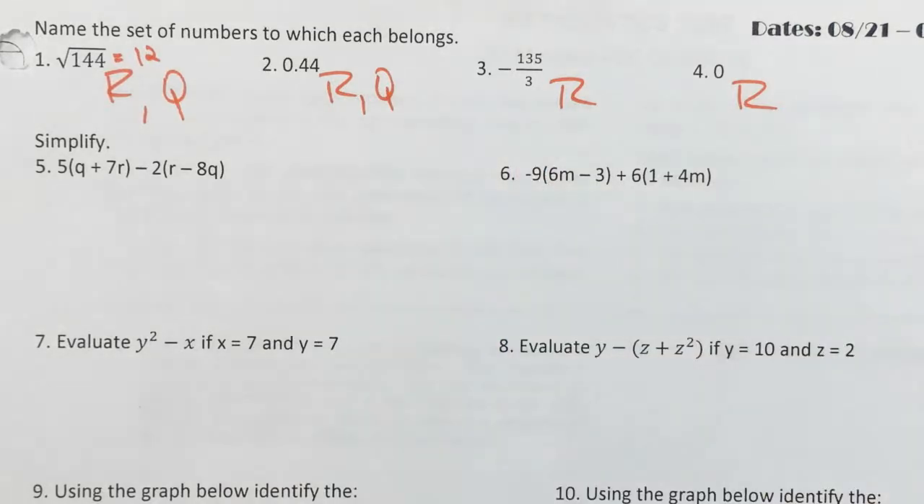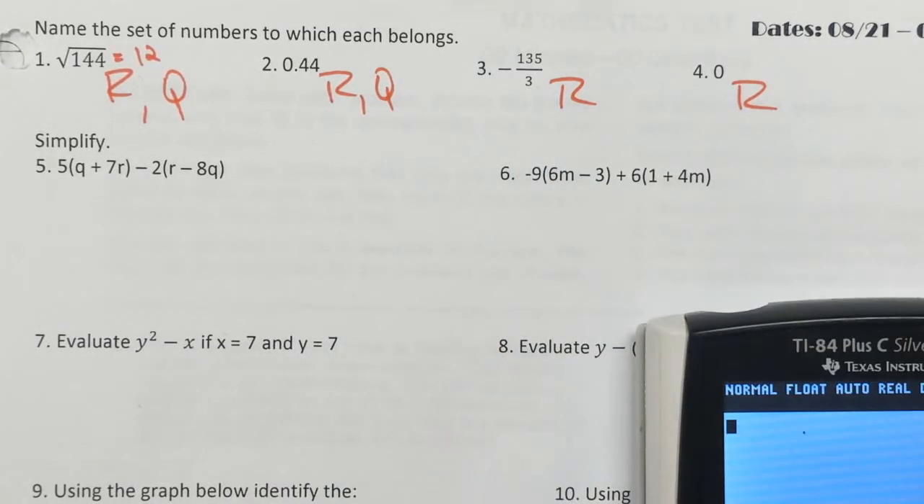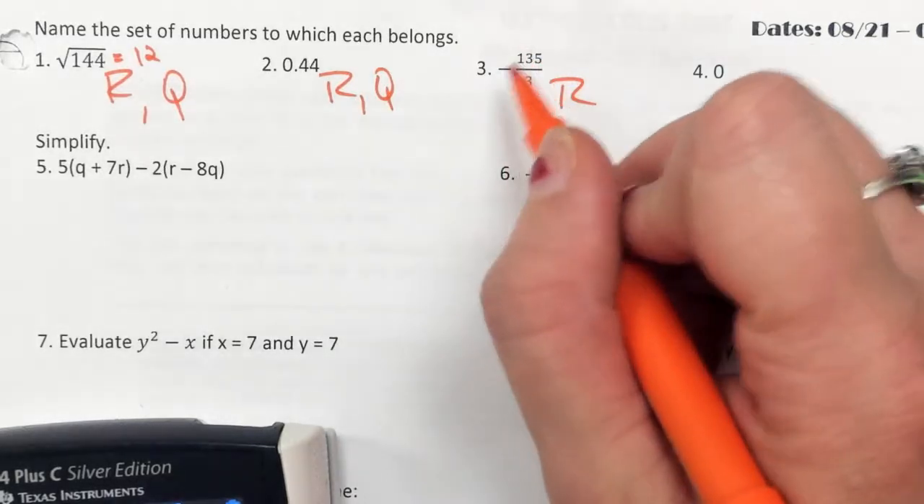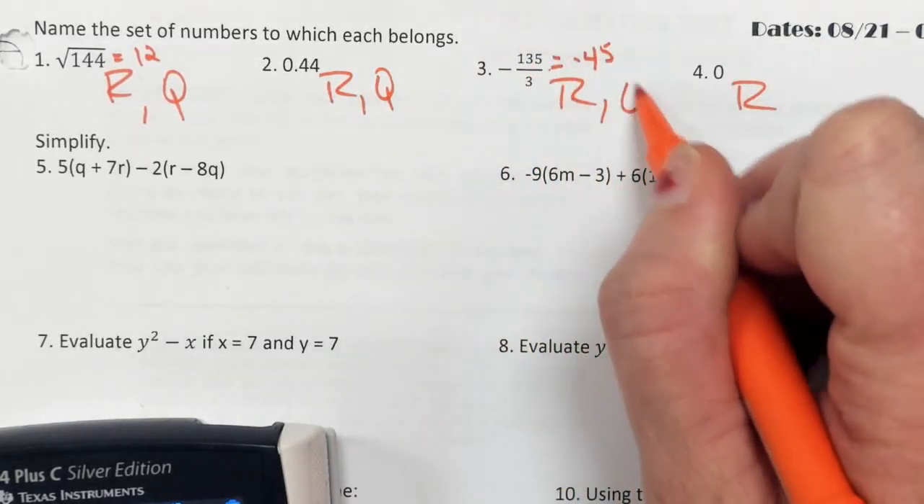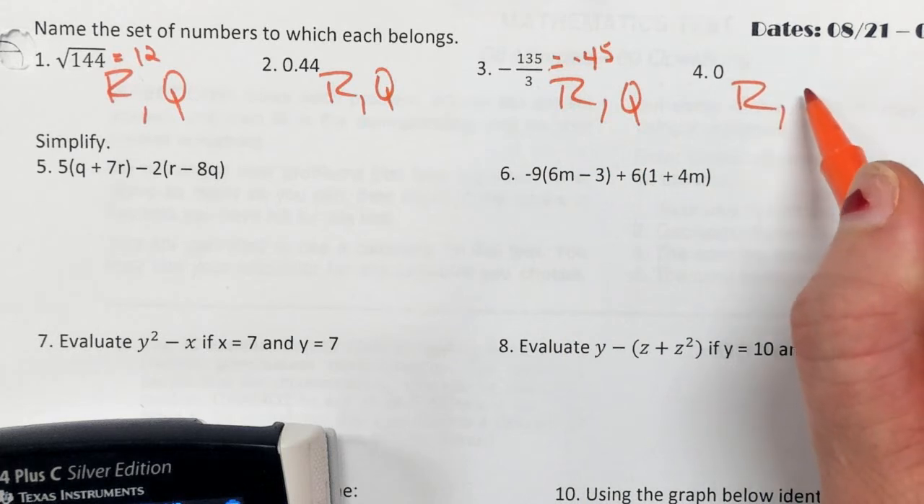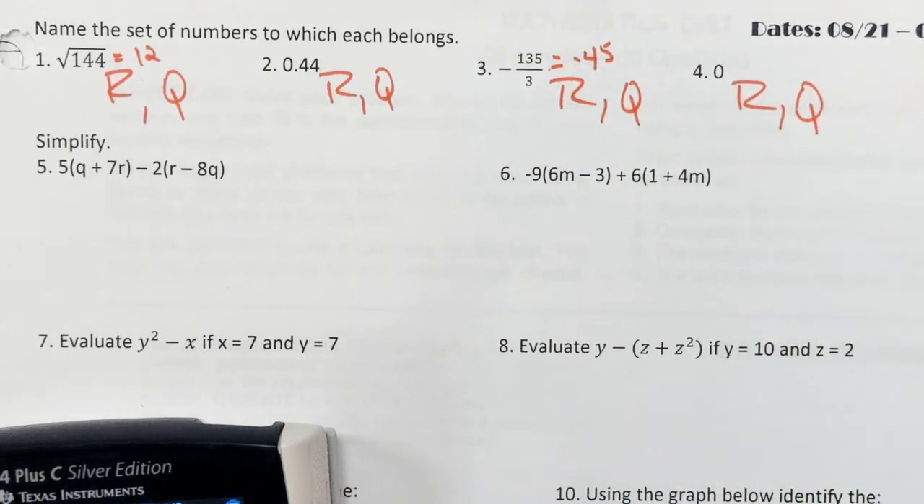What about this one? You got your calculators? Okay. So is that rational? Yeah. And then what about 0? Yeah. There you go. Okay.